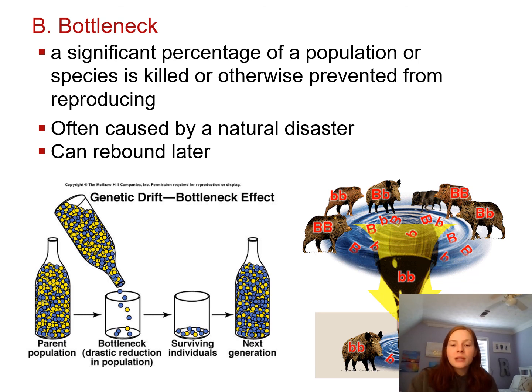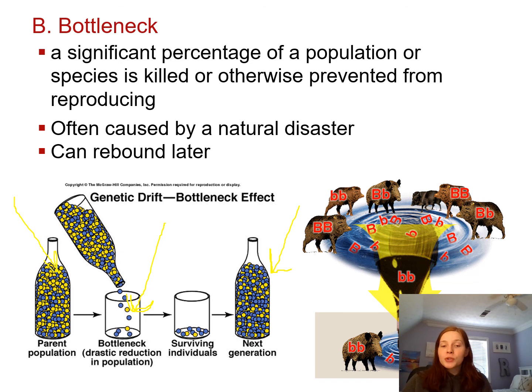And so if you look at the 2 bottles in this picture, the one on the left and the one on the right, the one on the left is primarily yellow. So there's mostly yellow in there. The one on the right is mostly blue. And so what a bottleneck effect does is it changes the genetic makeup of a population. And that's because it only allows a few individuals to survive.